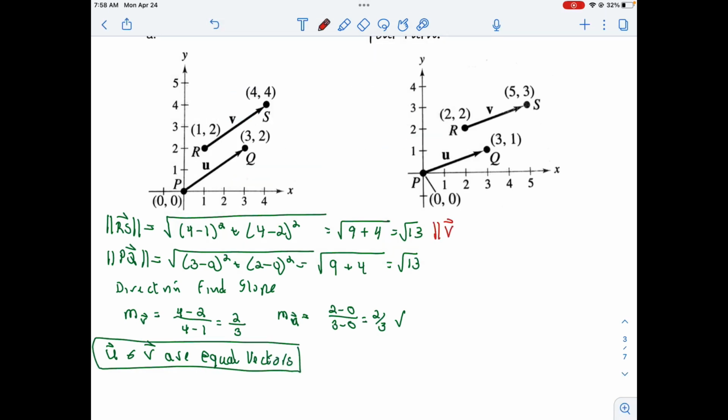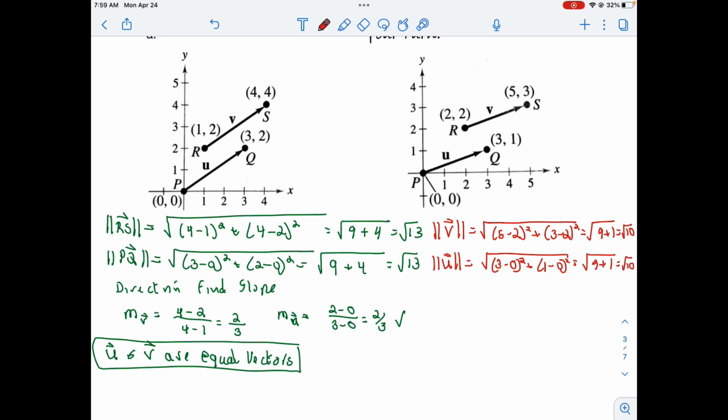To show that vector v and vector u are equivalent vectors, I must first find the magnitude of vector v, which is the square root of 10. Then I need to find the magnitude of vector u, which is also the square root of 10. So I passed the first test. Then I need to find the slope of vector u and the slope of vector v.